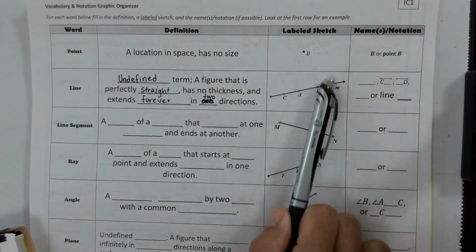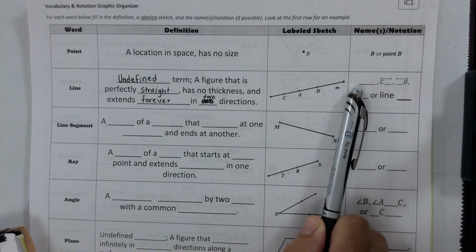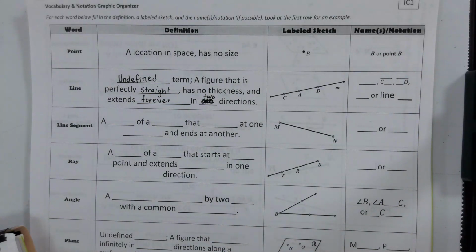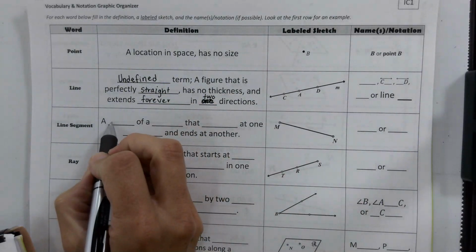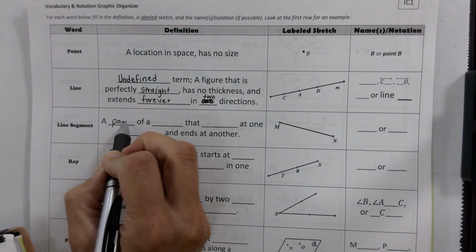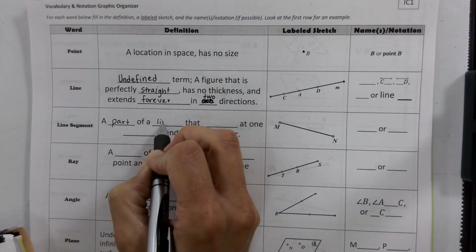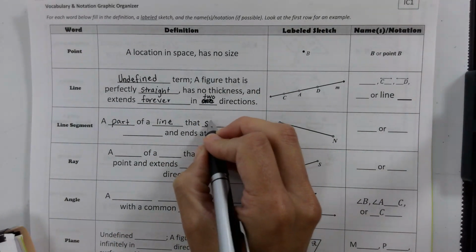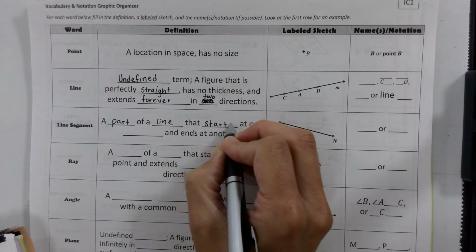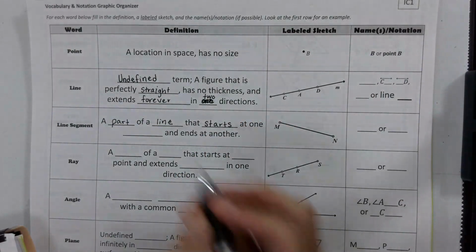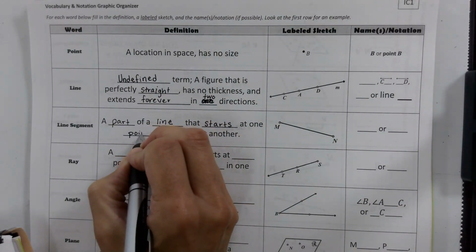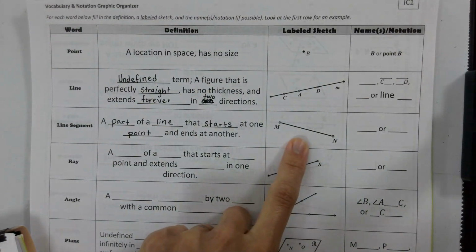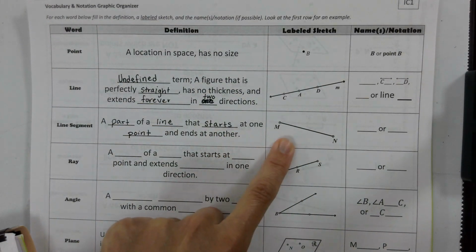Now there's a picture and notation or names on the side, but we're just filling out the definition. So the next one, a line segment. This is a part of a line. So we're going to start with that. A part of a line that starts at one point and ends at another. Here's a picture of a line segment, but this is the written description of that line segment, the definition.